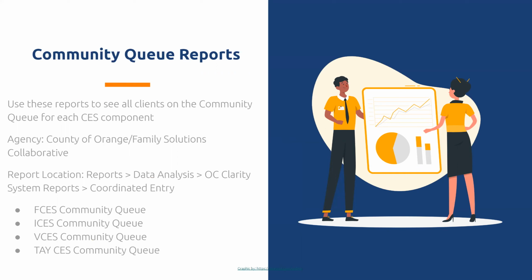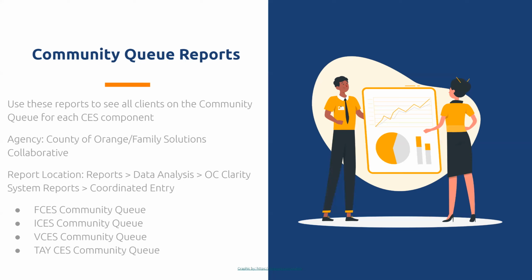And in order to run these reports, you can navigate to the reports section in HMIS, and go to the data analysis tab under OC Clarity System Reports. There's a section called Coordinated Entry. And there's 4 different community queue reports that you can run, one for each of the queues. So there's one report for the family CES community queue, one report for the individual community queue, one report for the veterans queue, and then one report for the TAE queue.